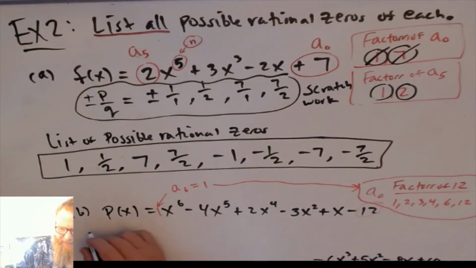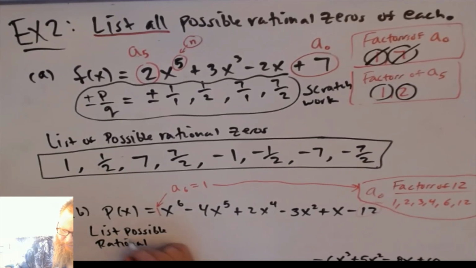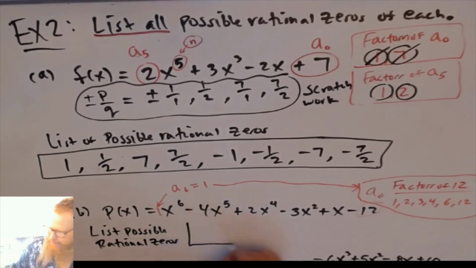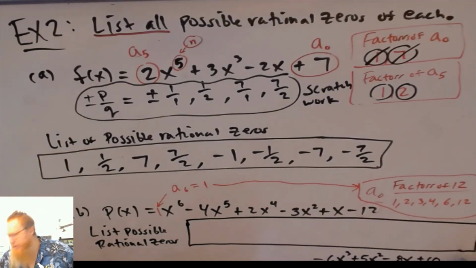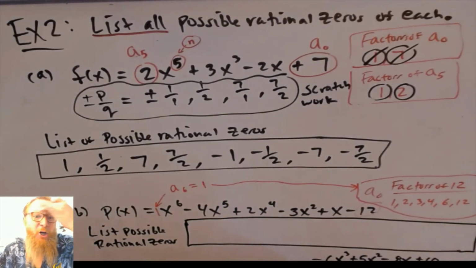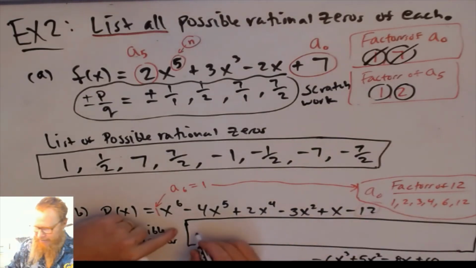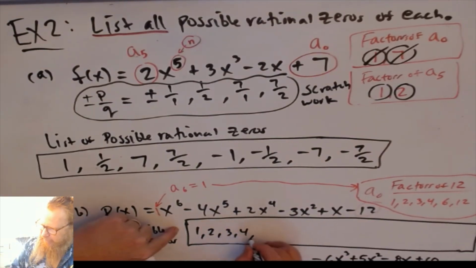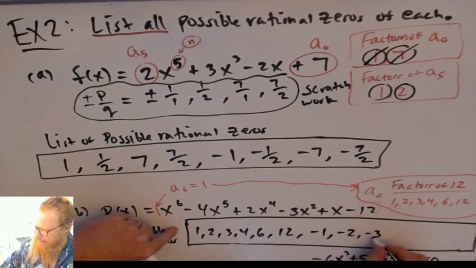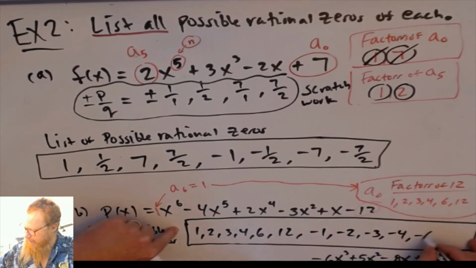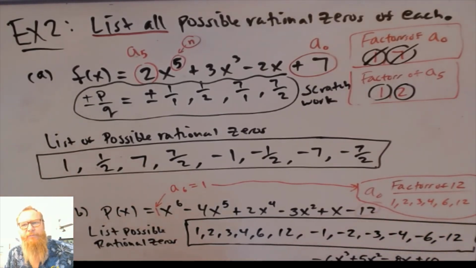So go ahead and list the possible rational zeros. And again, this is just a list. This doesn't mean that they're all correct. It's just saying these are the ones that could possibly be correct. So you have 1, 2, 3, 4, 6, 12, -1, -2, -3, -4, -6, and -12. And again, I don't care what order you put them in.